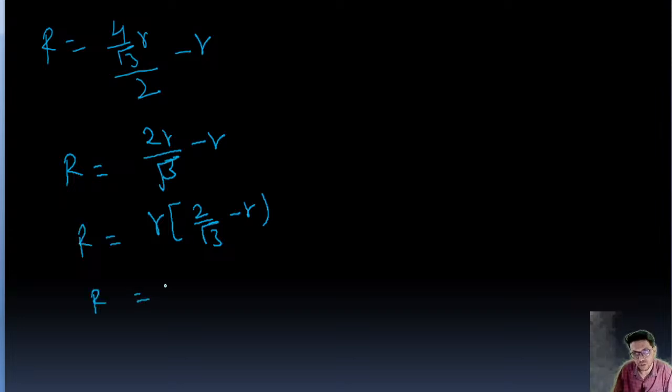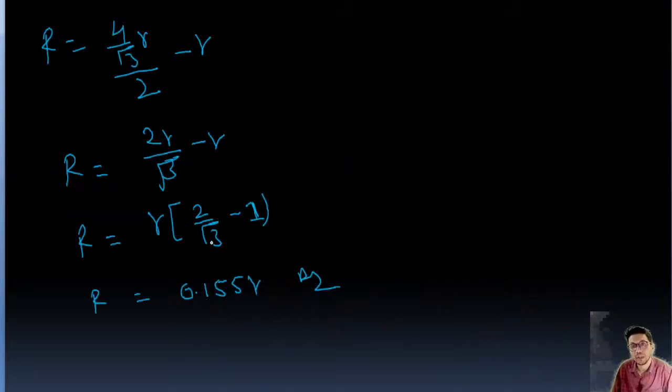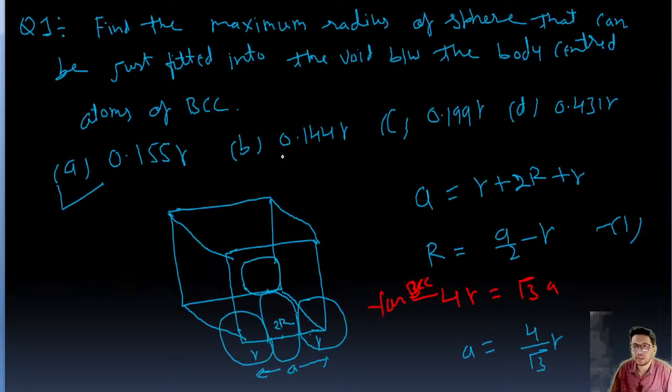So this value is going to be, if we calculate, r we have taken common, means this is 1 minus 1, right? So now we can calculate it. The value of this is going to be, if we calculate, 0.155 r. Okay, so this is the answer, guys. So which option is matching, guys? Option 0.155 r.